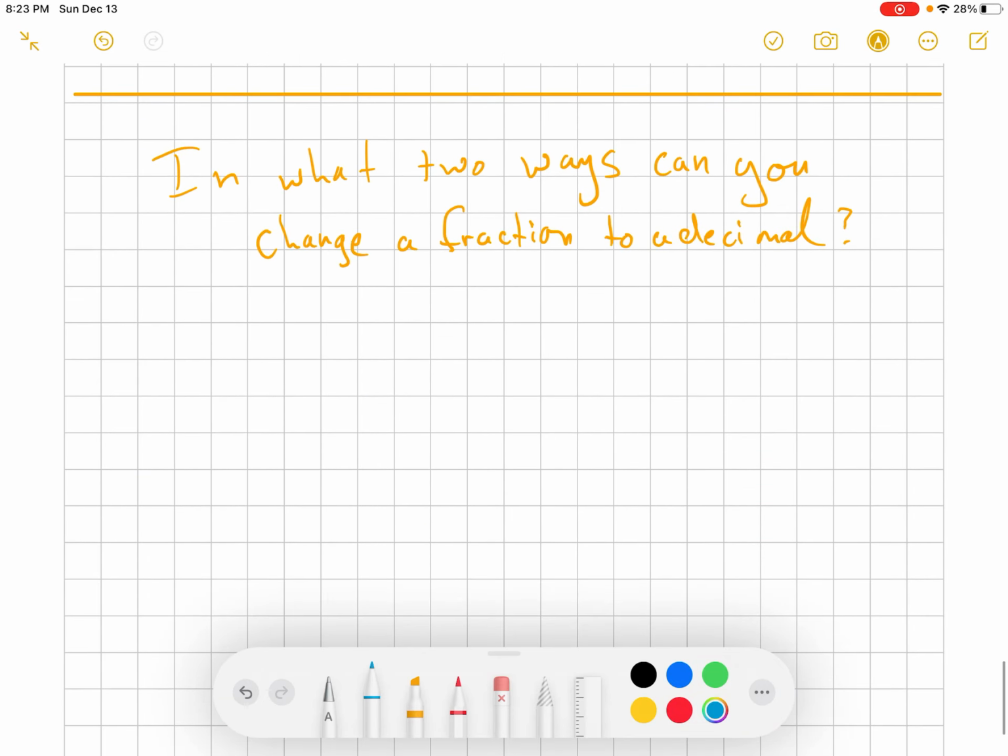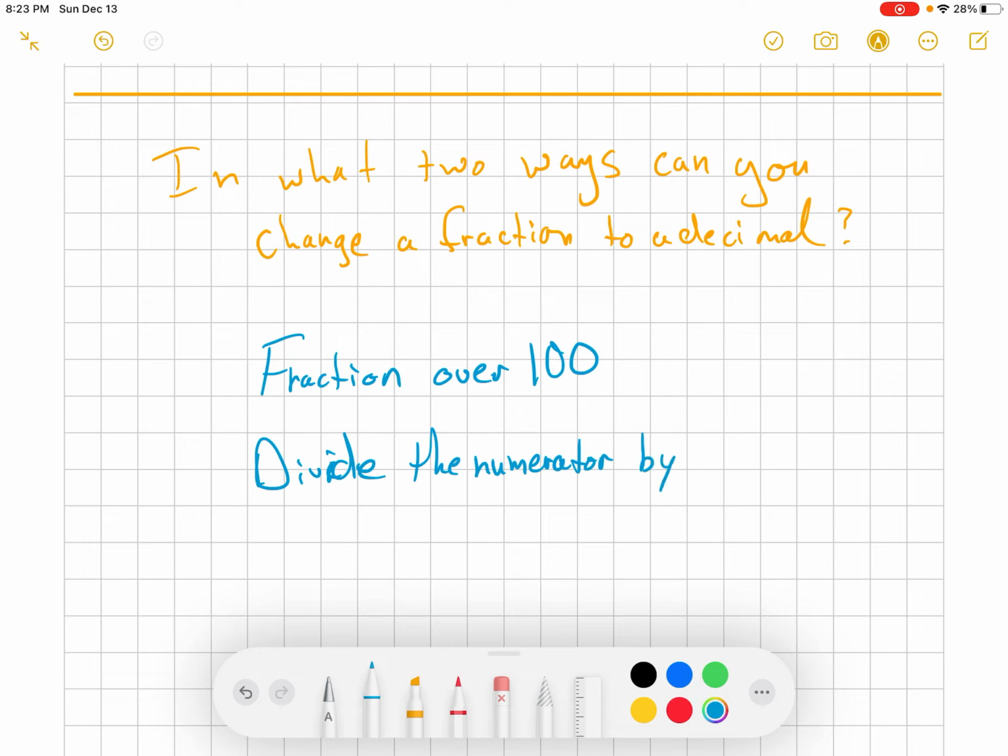All right, so the last question is kind of a wrap-up for today. In what two ways can you change a fraction to a decimal, right? Well, the very first part was when we use the giant one. So we want to get it to a fraction over 100 is one option. Or we can divide the numerator by the denominator. Okay, those are our two options for today.